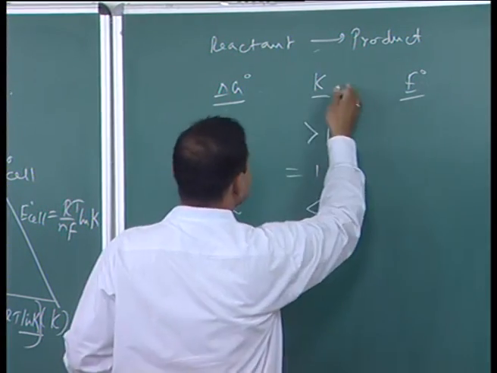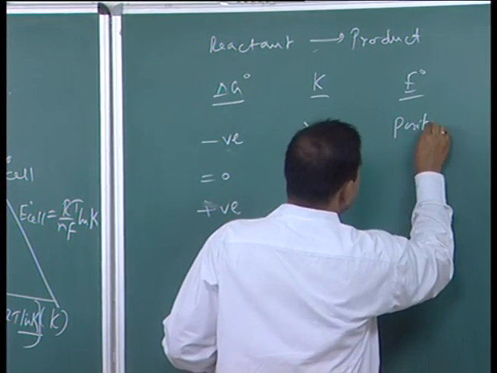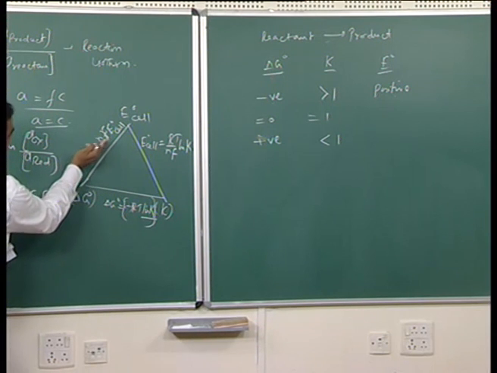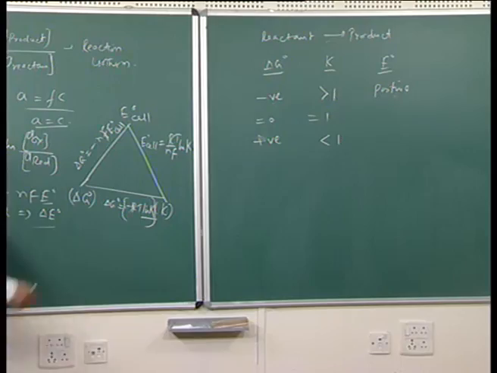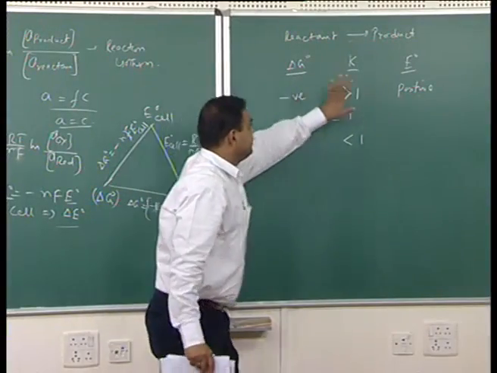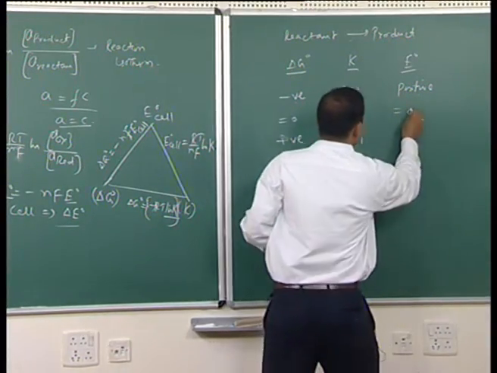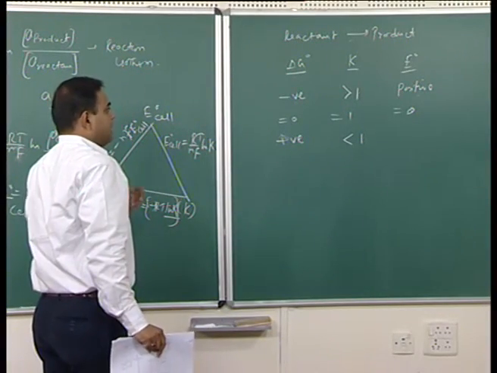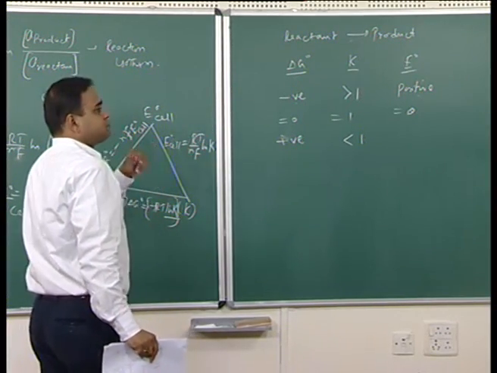And how would you relate this to E0? From this relation, del G0 equal to minus nF E0 cell, if E0 is positive, then this becomes negative. So again we have the spontaneous reaction. If this is equal to 0, then del G0 becomes 0, and it tells you the equilibrium condition. That means reactants as well as products both are possible.